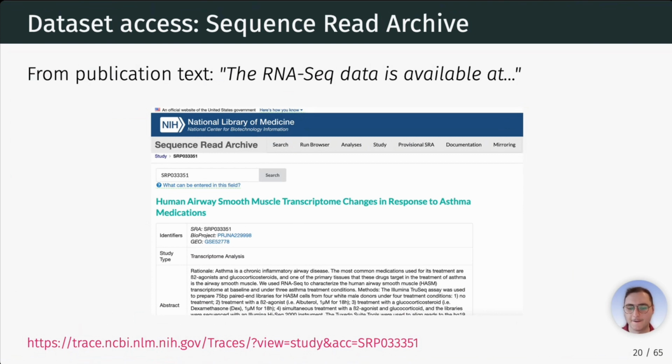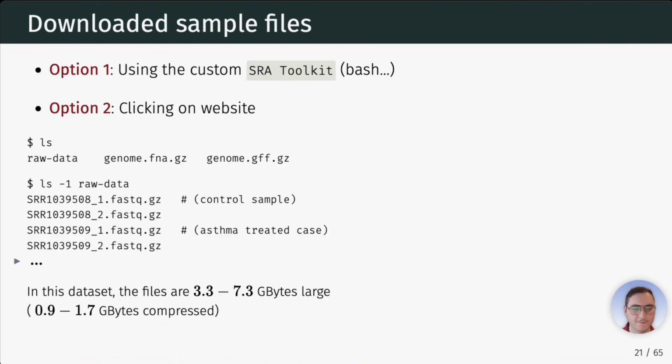In the paper from Himes et al., it at some point states the RNA-seq data is available at, then it states the name of a database and some more or less cryptic sequence of identifier that denotes the entry in the database. And if we use Google or DuckDuckGo to search for it, we quickly come to the Sequence Read Archive at the National Library of Medicine in the US, and it contains the transcriptome analysis for this asthma airway muscle-related study.